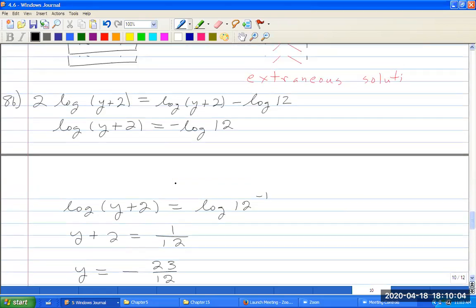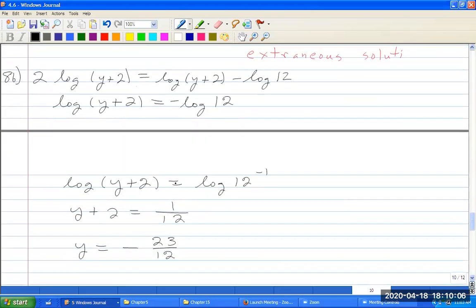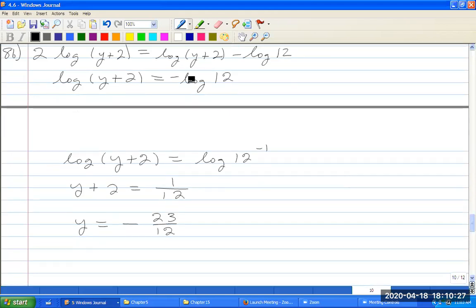And let's check. Negative 23 over 12 plus 2 is 1 over 12. That's fine. So we can take the log of that. And similarly, negative 23 over 12 plus 2 is 1 over 12. So I can take a log of that term. And so this is my answer.